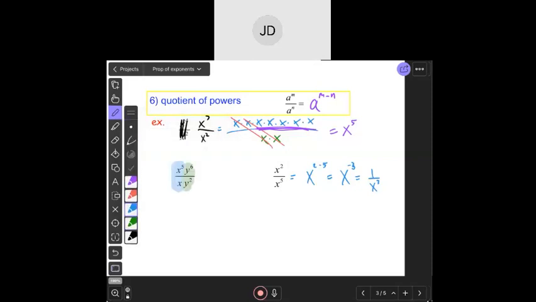Okay. This one here, you just kind of break it into chunks. This would be x to the 5 minus 1, right? There's a little 1 down there. And then y to the 6 minus 2, which of course is x to the 4th, y to the 4th. Okay, look at each variable independently. Do the x's part, do the y's part. Don't try to do it all at once.